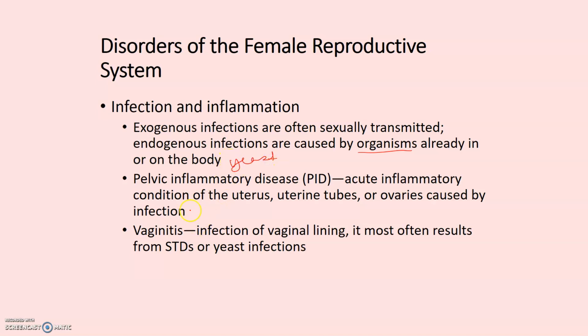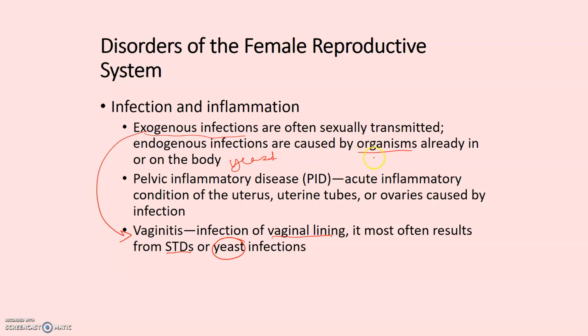These exogenous infections can lead to vaginitis, which is where the vaginal lining itself can get infected. Oftentimes, again, a yeast infection can cause this, or an STD, a sexually transmitted disease. Different organisms and different viruses can lead to an STD.